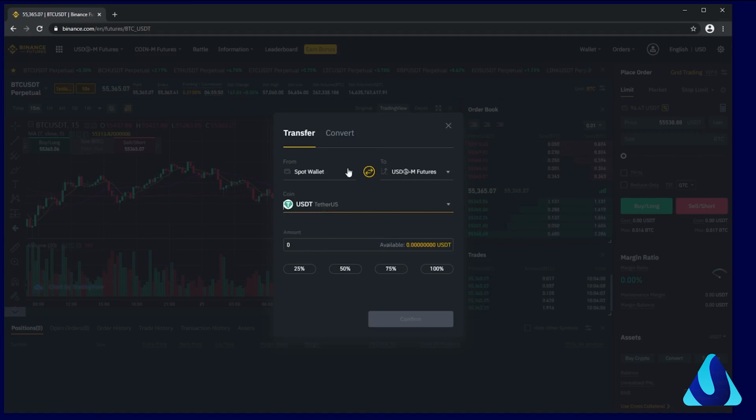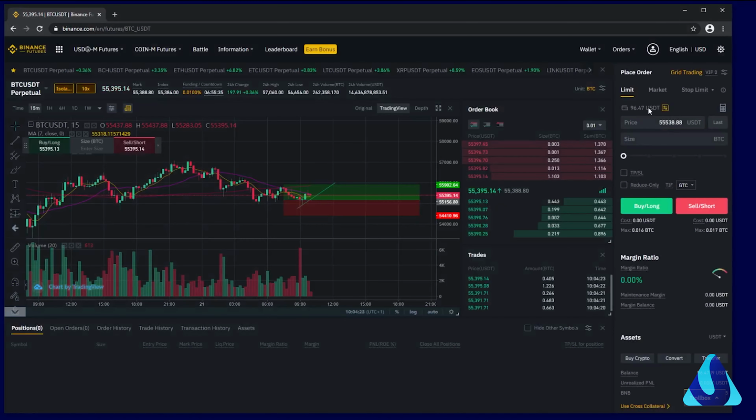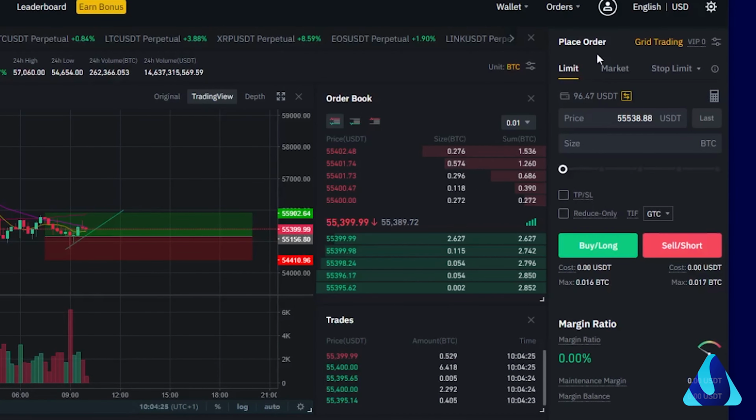So if you have bought USD Tether and it's in your spot wallet, you would come to this area to make sure you're on USD. You can only be on USD Futures, and then select the amount or type the amount in that you want to transfer. Once it's done, you'll see it show up straight away. There are no charges to transfer the money over as well.